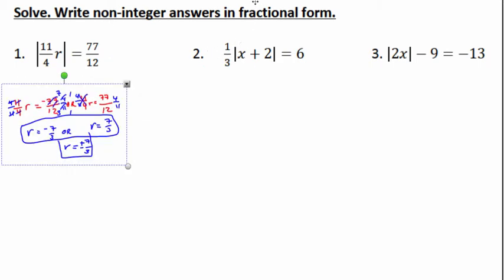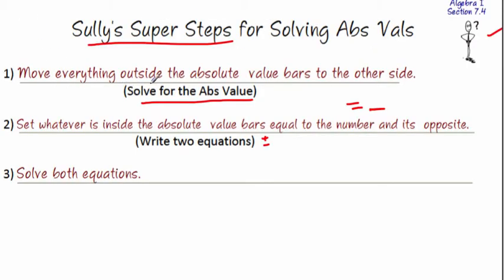Number 2 says we have 1/3 times the absolute value of x plus 2 equals 6. Now, the first step, the way Sully said it, move everything outside the absolute value bars to the other side.